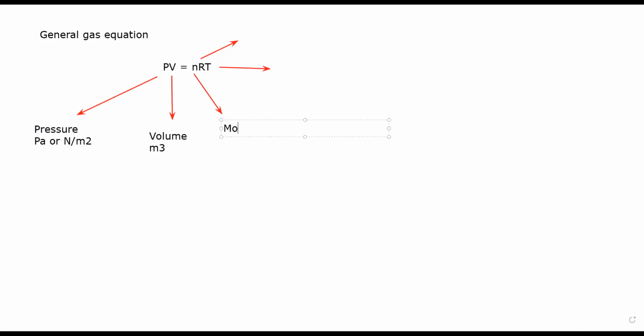n, what is n? n is the moles, and the unit of the mole is mol. And this T is the temperature. The SI unit of temperature is Kelvin. And R is known as the general gas constant. The value is 8.31, and the unit is joule per mole Kelvin.